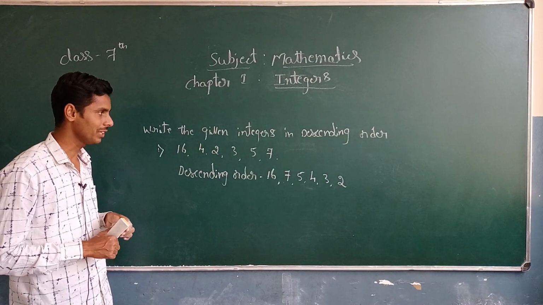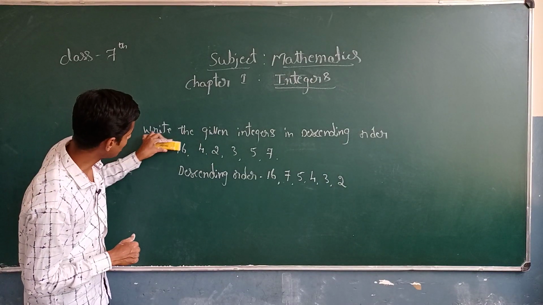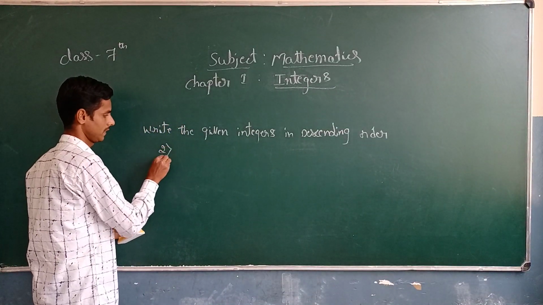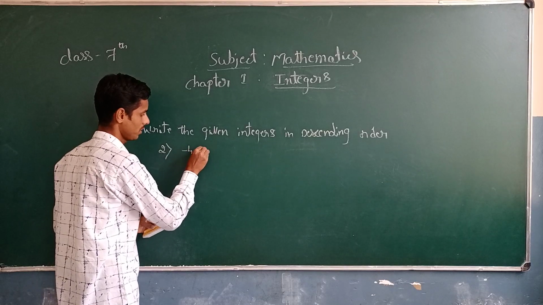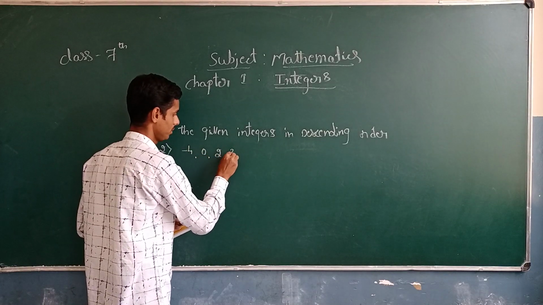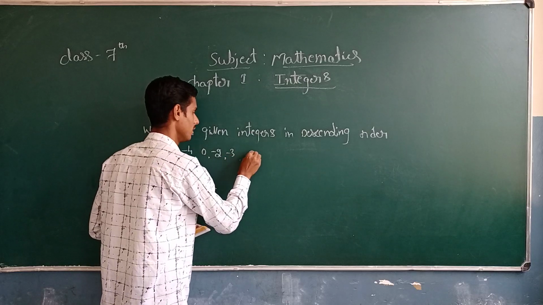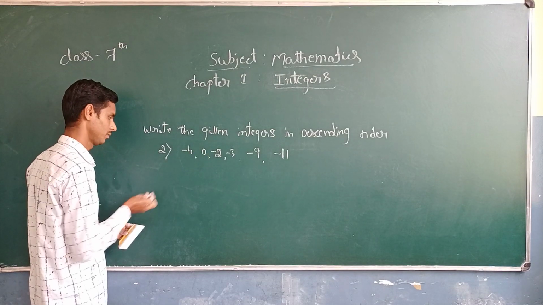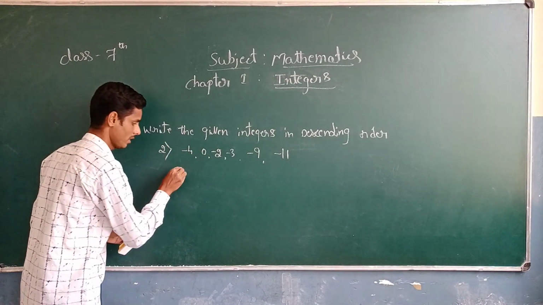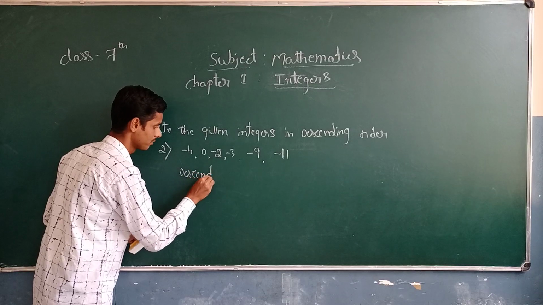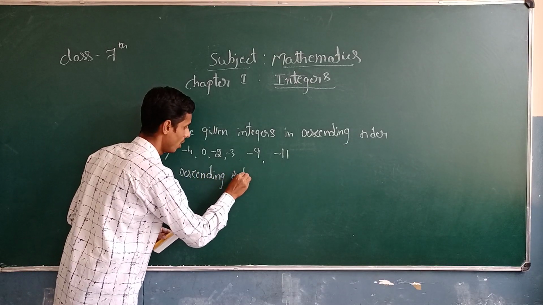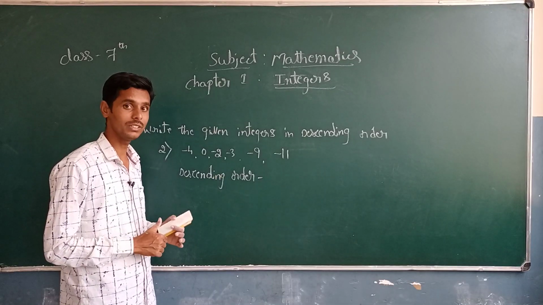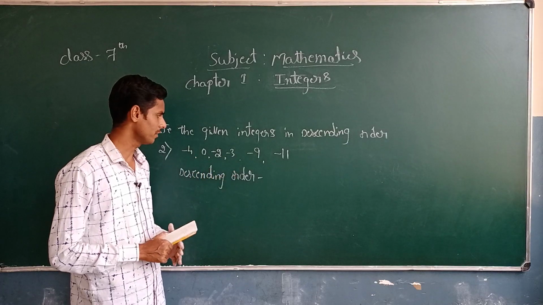When positive integers are given, this is how. If negative integers are given, how do we write the descending order? Minus 4, 0, 2, 3, minus 9, minus 11, right? Descending order we are writing. Descending means the bigger one first. Among all these, which is the bigger one?